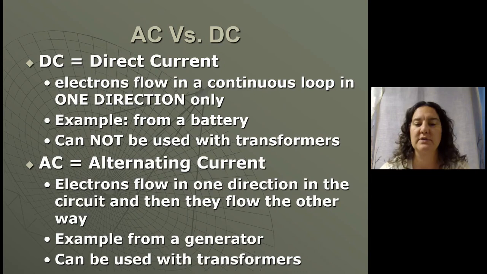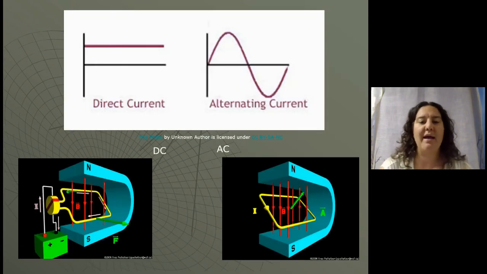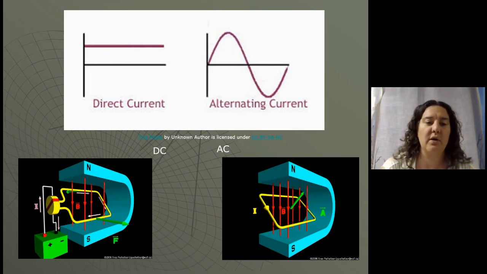Alternating current is when electrons flow in one direction in the circuit and then they flow the other way. And this happens from a generator, and we can use it with transformer stations. So when we have energy coming to our house through power lines, this occurs with an alternating current. So here would be a graph of direct current where we have a constant flow of electrons in one direction, and then alternating current where we can see where the electrons will switch their flow to the other direction.